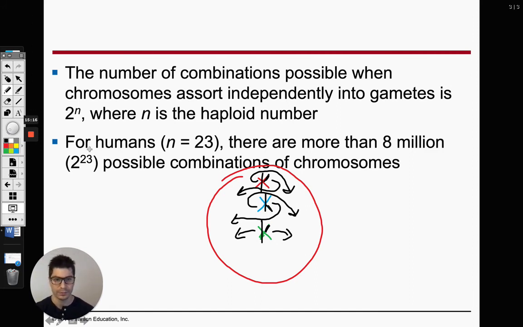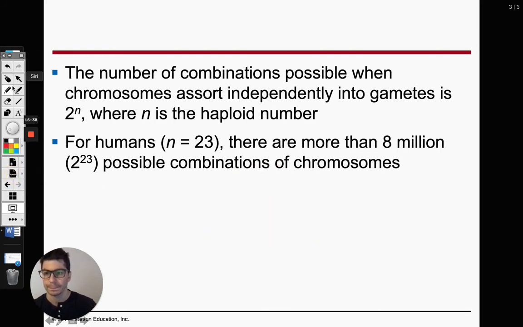So that 23 is just our number of chromosomes that the individual has. For us, with 23, you would just do 2 to the 23rd, and that's how many combinations you could have. If an organism has only 16 chromosomes, you would do 2 to the 16th power, and then that would determine how many different combinations you can have in the gametes. In other words, making those sex cells, making the sperm, making the egg.